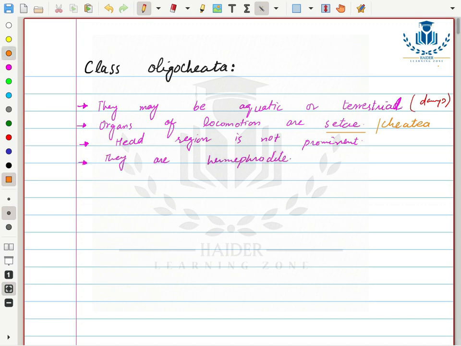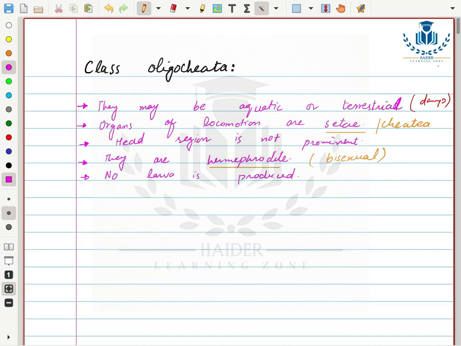They are hermaphrodite. Hermaphrodite means both the sexual structures are present in the same organism. So they are bisexual. And no larval stage is present during their life cycle. While in case of class Polychaeta, larval stage is also present and the organisms were not hermaphrodite.